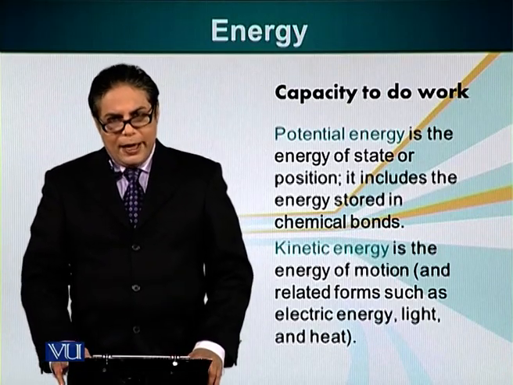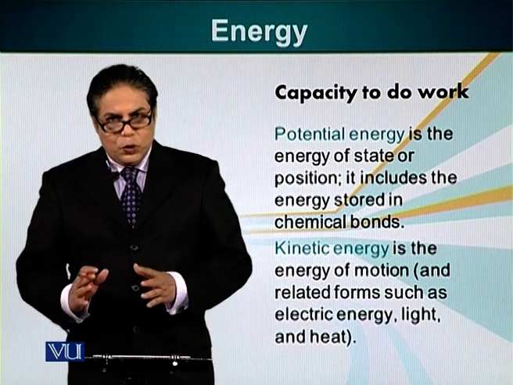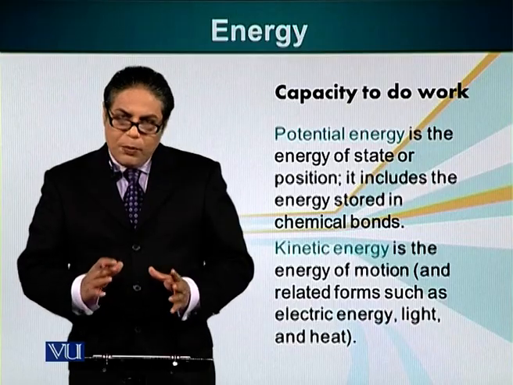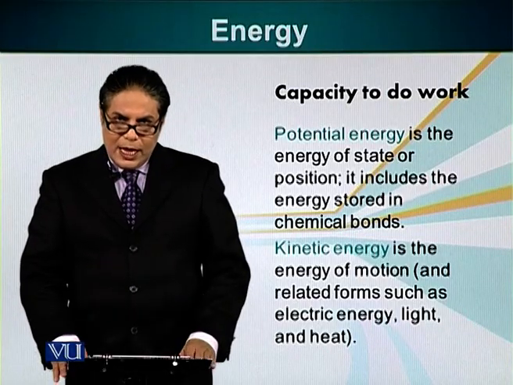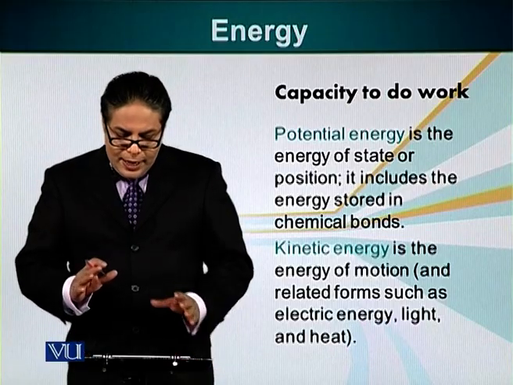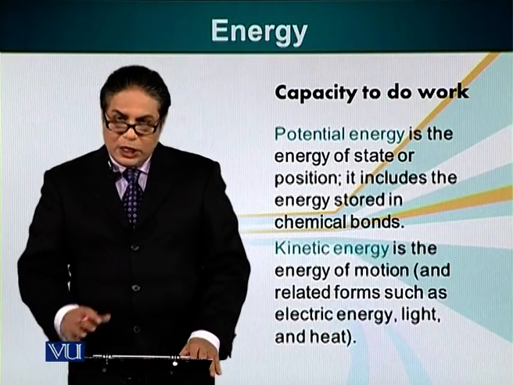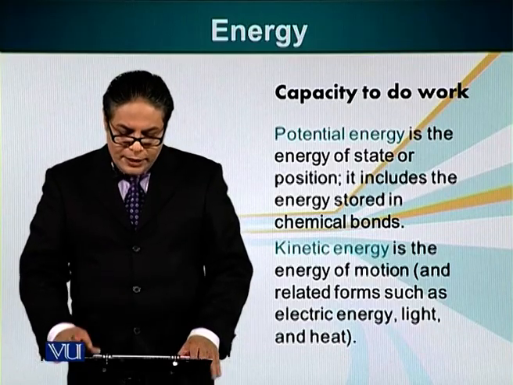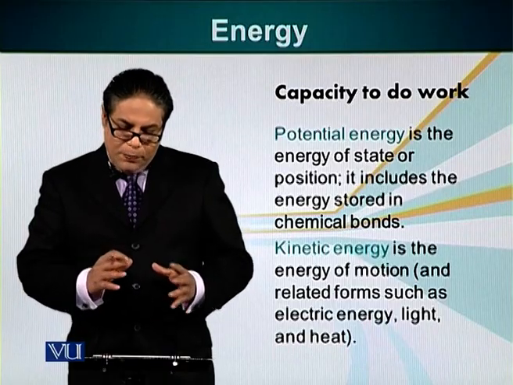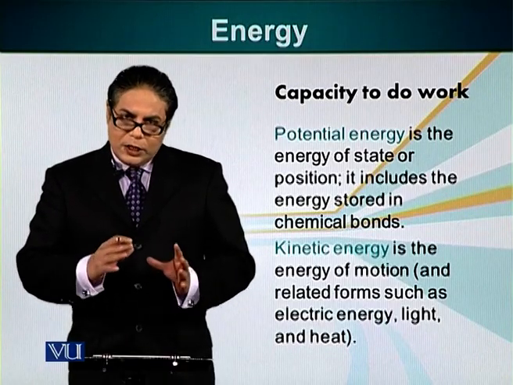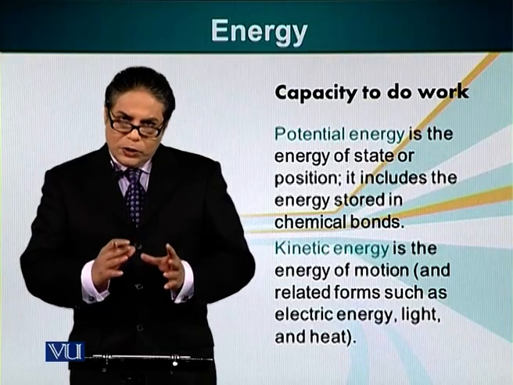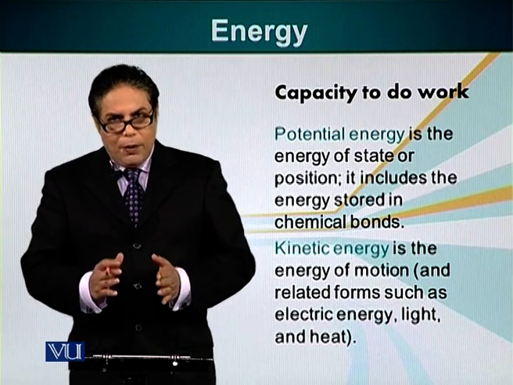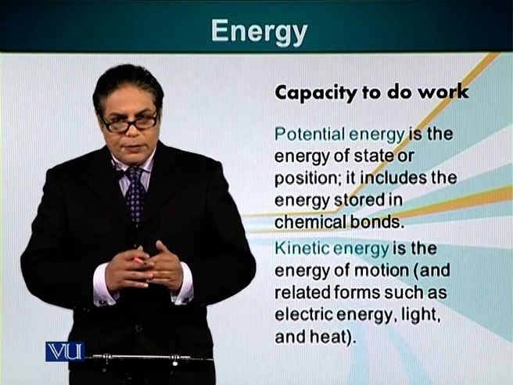Physicists describe energy as the capacity to do work. There are two different types of energies: potential energy and kinetic energy. Kinetic energy is the energy of motion, such as light, electricity, heat. Potential energy is the energy of state or position. For biologists, it is important because it is also the energy that is stored between high energy bonds, for example, carbon-carbon bonds or carbon-hydrogen bonds.